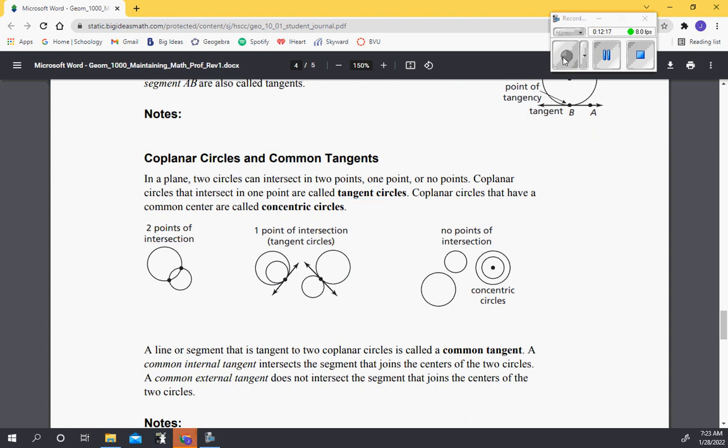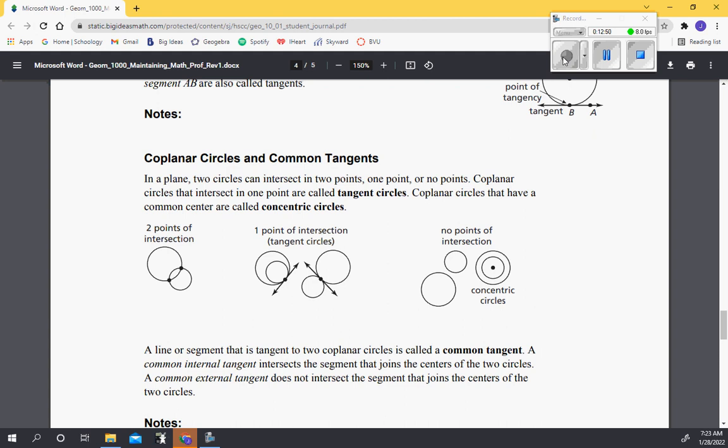Coplanar circles that have a common center are called concentric circles, which is right here. It's just a big circle and a little circle, and they have the same center. It looks like a target. Those are concentric circles. Actually, a great example of this would be a dartboard, or an archery board.